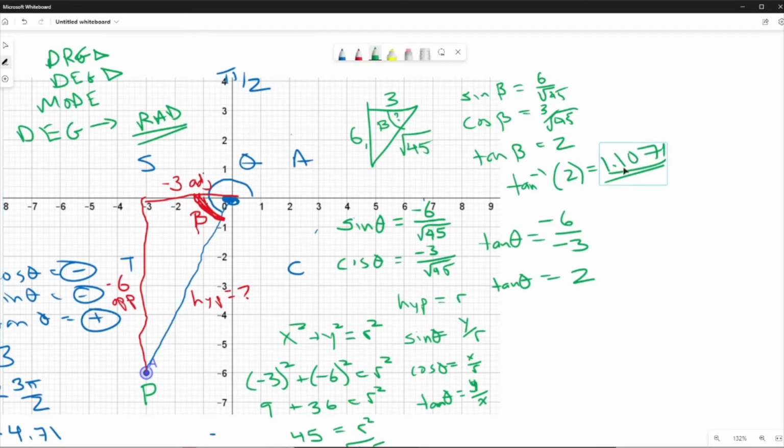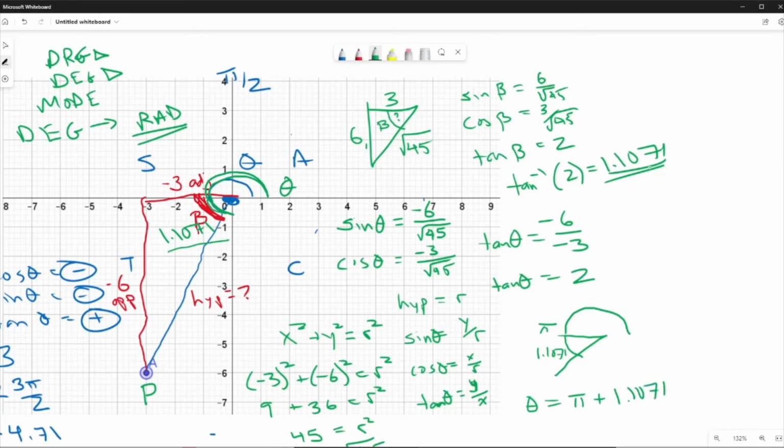They will all give you the answer that beta is 1.1071, and that's what number would go right here, 1.1071. Now here's the thing. We were supposed to find the measure of theta, which is all the way around. That's theta. So think about where my 1.1071 is going to come into this. I'm going to draw a full pi to get me over to there, and then I'm going to add the 1.1071 to make my angle. So theta is going to be pi plus 1.1071. Okay, and that's my final answer.